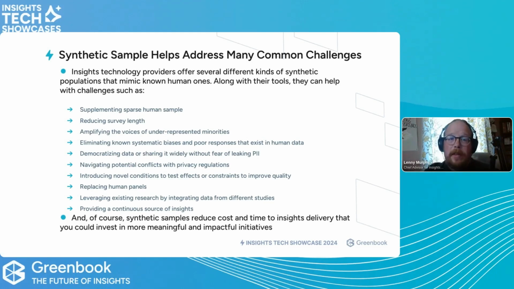Then, synthetic sample has no challenges at all. You can experiment and test new things with it that maybe you wouldn't necessarily do with humans because of the cost implications.